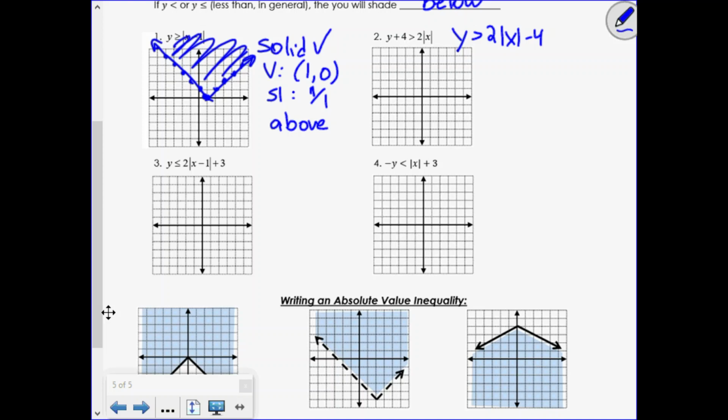Right. Step number 1 is simply a solid or a dashed line. Dash, because there's no equality. Okay. What is my vertex? 0, -4. There's no number inside the absolute value, so it's 0, and then around the outside, -4. What is my slope? 2, or 2 over 1. And then am I going to be shading above or below? Above. Greater than.